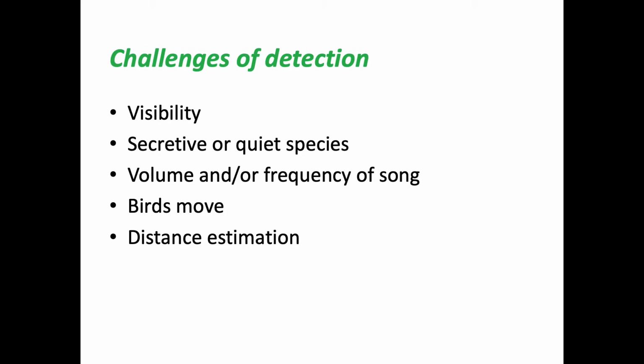So all of these different things affect detection rates for different species. Some are more visible than others. Some are secretive and quiet compared to others. Some sing frequently, and some do not. Some only sing a few times. Unlike things that are stationary, like trees, birds are moving all the time. So we're trying to detect their location as well.